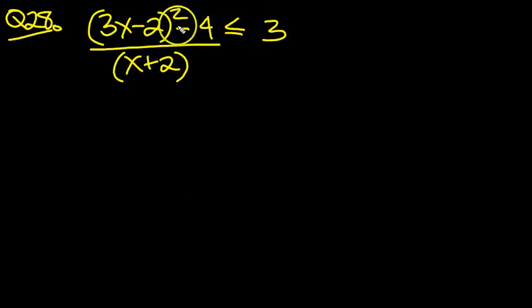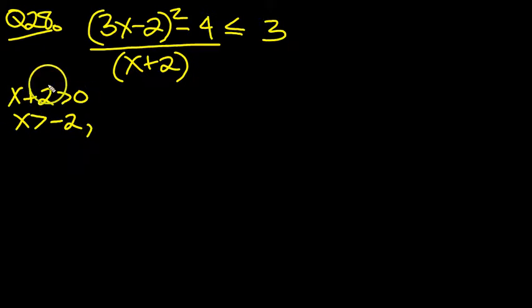(3x − 2)² − 4 all over x + 2 is less than or equal to 3. So let's divide up the line segment then. It flips sign, so that we can move this up there. So x + 2, let's look at it when it's positive. So in this case x is greater than −2 then. So we're looking at this case, and now we can move that up.